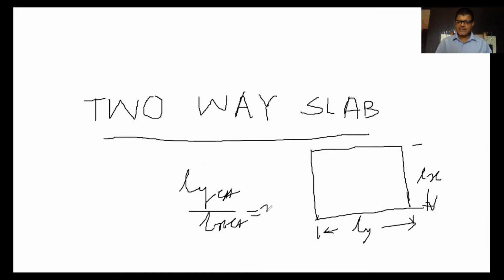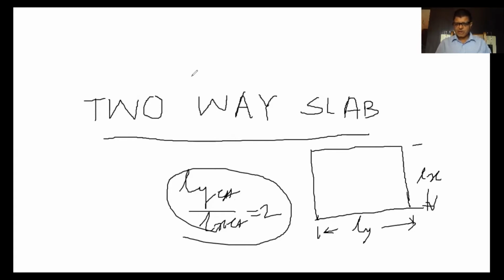So if you know the room size, calculate the effective span. You know how to calculate effective span. That is the clear span plus d effective, or center to center of supports, whichever is less. So calculate this value. If it is less than 2, then it is called a 2-way slab. So we'll see what the codal provisions on the 2-way slab are.